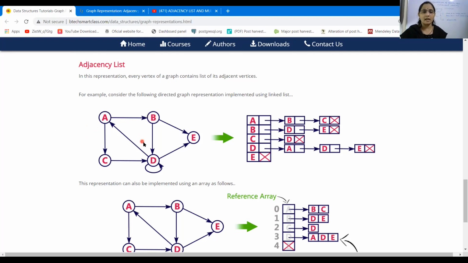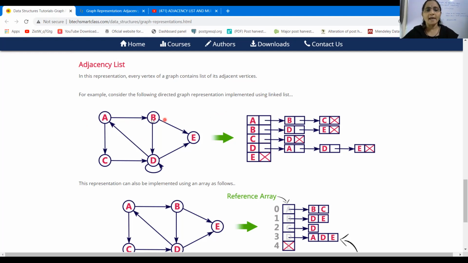This is a directed graph. A, B, C, D, E. Again, the same figure is here, the 5 vertices A, B, C, D, E. This is the linked list representation, and that's why the nodes are used for all 5 vertices. This A is the information part, and this second part is the link part. That link part consists of the address of the next node.